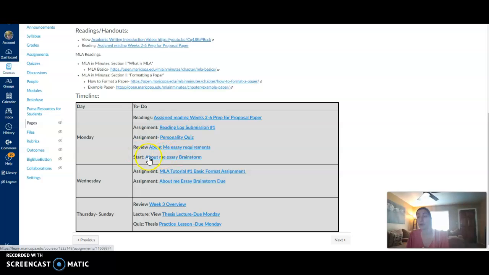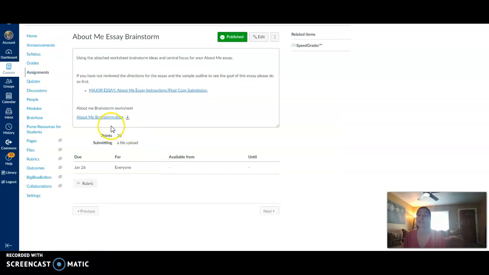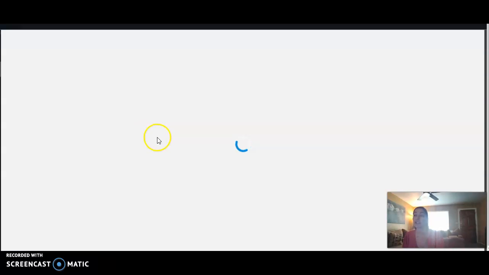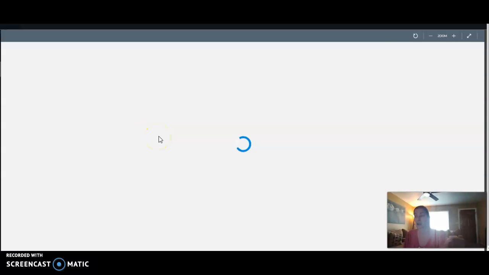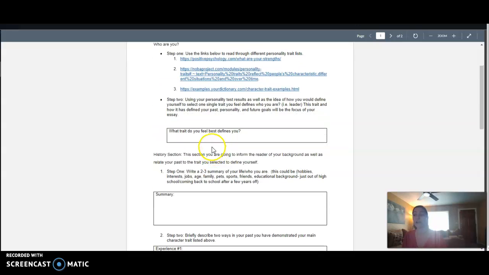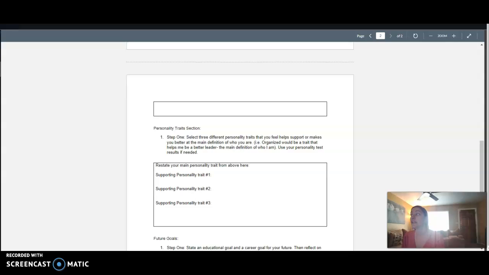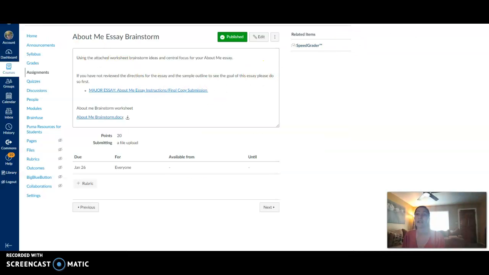You also have your brainstorm that you're starting, so we want to start coming up with ideas for the paper. The brainstorm assignment does have a worksheet you're filling out, and it is pretty much just filling in the information. Again, this is you reflecting on yourself, defining yourself. So just go through and fill out the worksheet. That should help you come up with ideas for the essay.